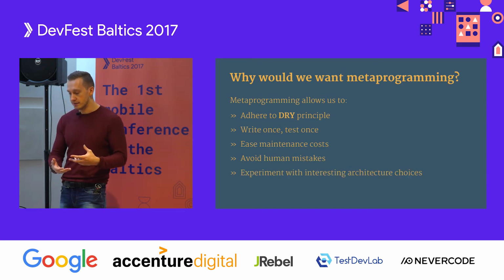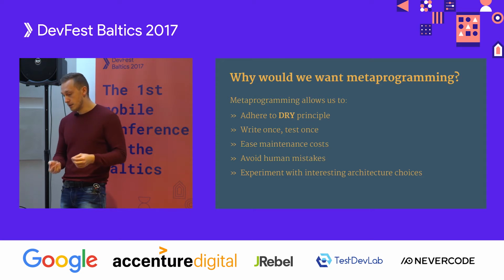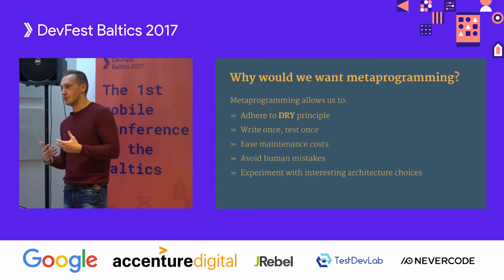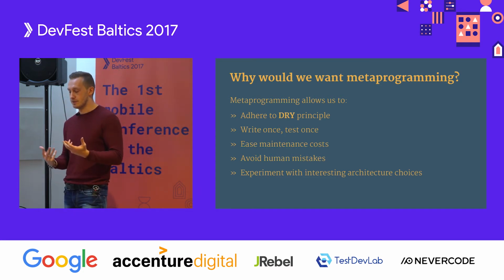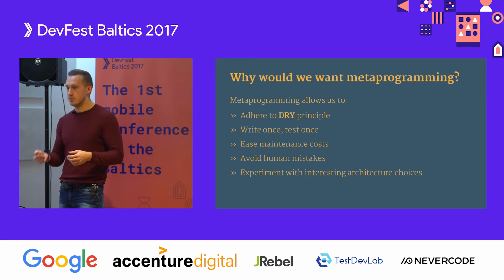And other than that, it also allows us to experiment with interesting architecture choices. Swift is very strongly typed. There are a lot of features, you have generics, you can use a lot of nice stuff, but there are also things that are missing. Swift doesn't have some types, doesn't have a lot of concepts that are available in other languages. But there are ways to leverage the compiler even more.